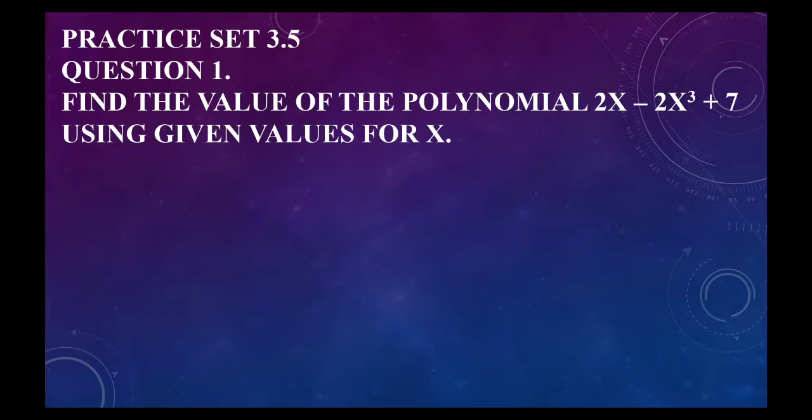Question number 1 of practice set 3.5. Find the value of the polynomial 2x minus 2x cube plus 7 using the given values for x. So the x value is given. We have to find the value of the given polynomial. So the values are: first sub question x is equal to 3, x is equal to minus 1, x is equal to 0.